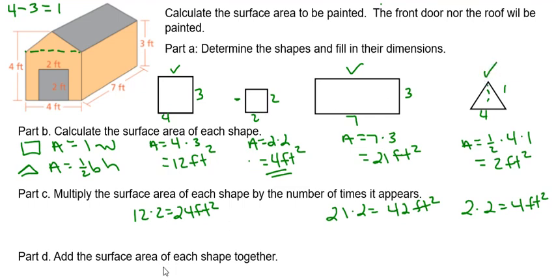So I have 24 for the front and back rectangle of my house, minus my 4 for the door that occurs only in the front, plus 42 for the 2 sides, plus 4 for the 2 triangles that appear in the front. When I add these all together, I get 66. Again, my units are feet squared because I'm looking at area.